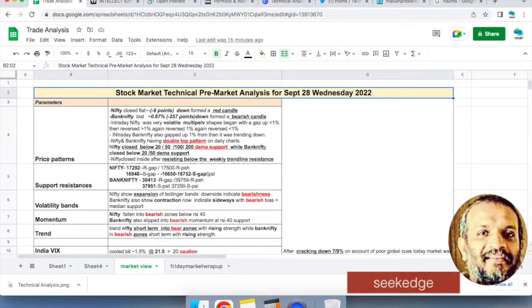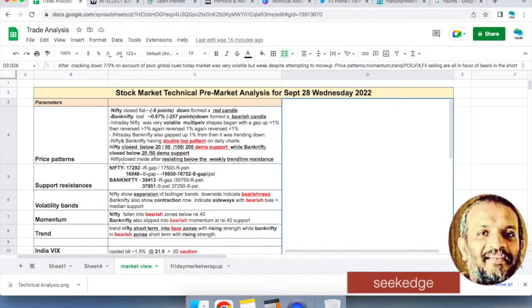That's the view: a bearish view for the next day. High volatility is anticipated. That's my view.